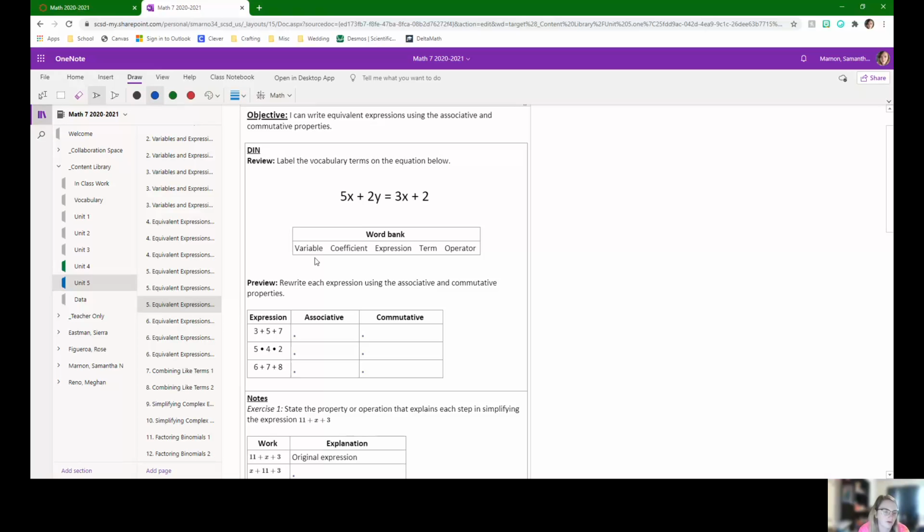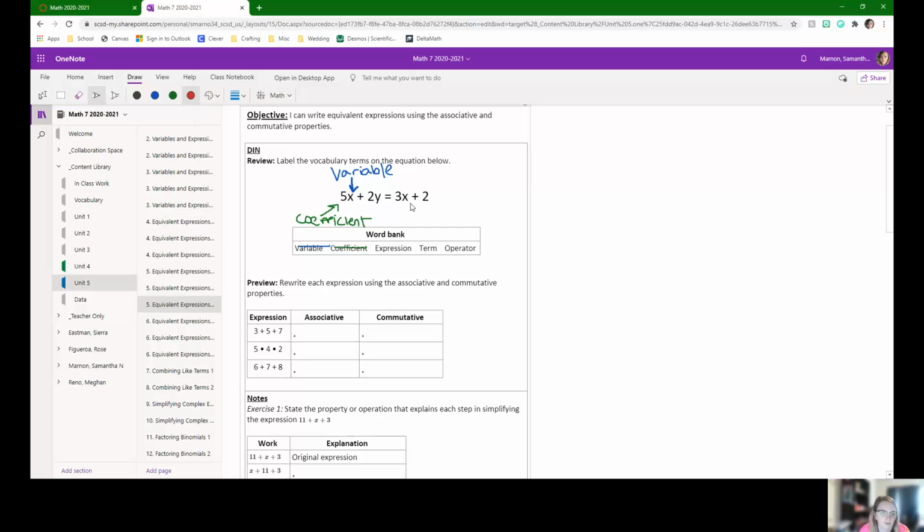For example, for variable, you could have labeled the X, the Y, or this X, or all of them. I'm just going to label one of them. I'm going to label this X as variable. Next, let's do coefficient. You could have labeled this 5, this 2, this 3. I'm going to just label this 5 as coefficient. It's the number that is multiplied by a variable. Sorry for my awful handwriting.